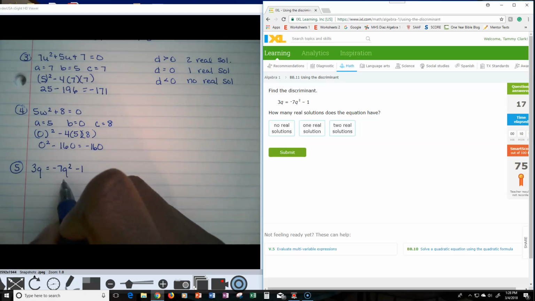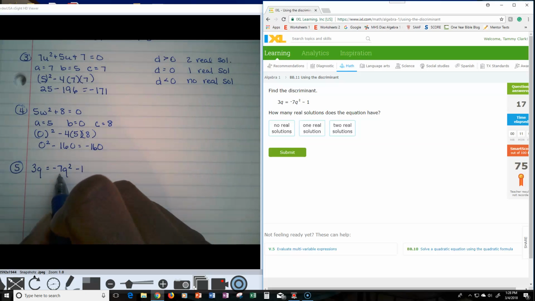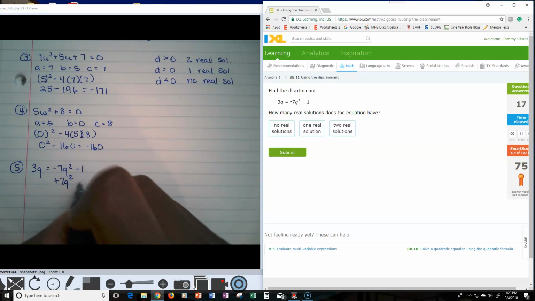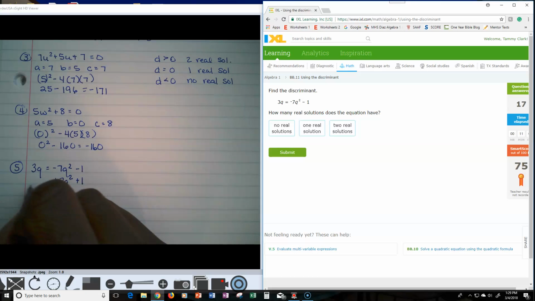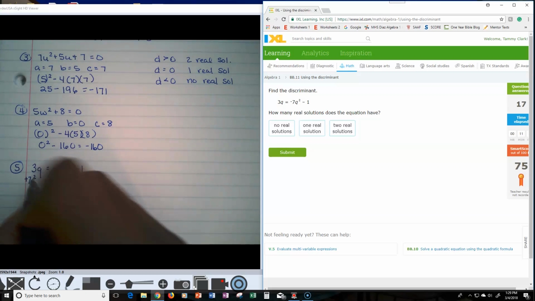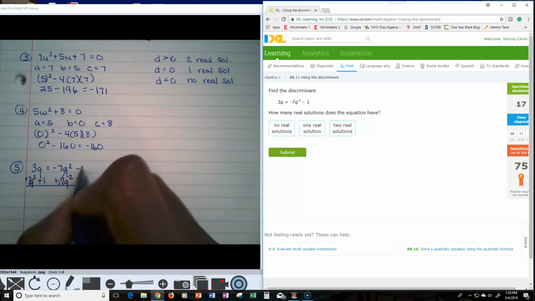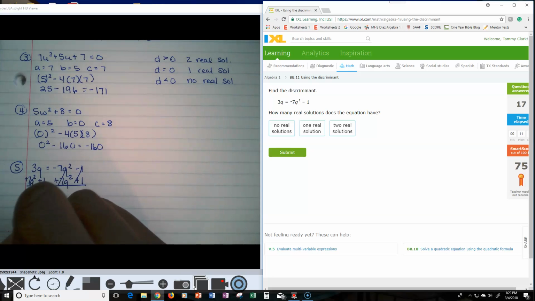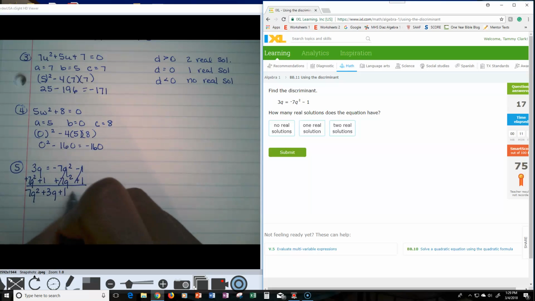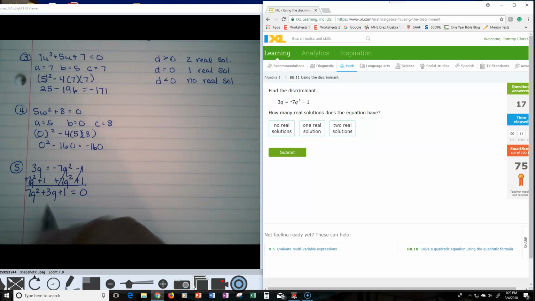So what I'm going to do is I want to make my 7 positive, so I'm going to add 7q squared, and I'm going to add 1. And I'm going to do the same on the other side of the equal sign, so I'm adding 7q squared and I'm adding 1. So now I have 7q squared plus 3q plus 1 equals 0. And then you can just pick up your process from there.